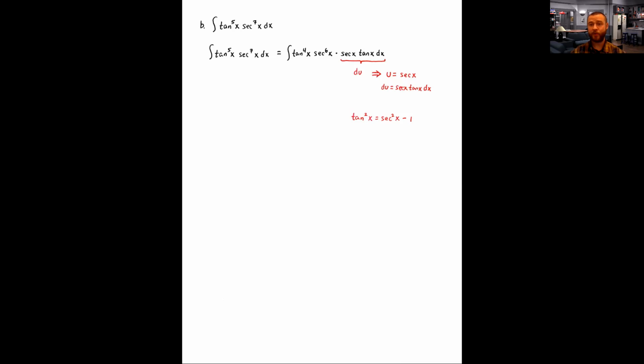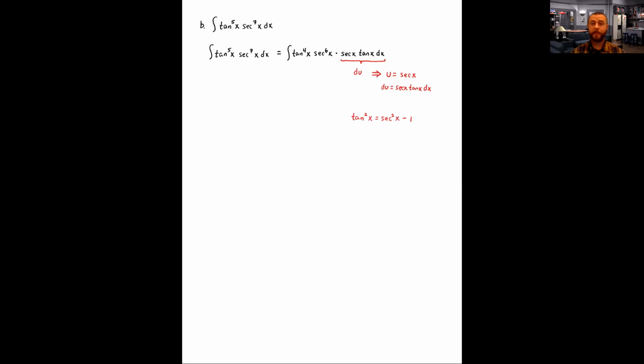Notice if you were to, like in the last question, try to split off secant squared, taking off 2 factors from secant to the 7th, 2 powers less would leave you secant to the 5th, an odd power. Remember, we want the remaining terms to be typically only even powers so we can apply Pythagorean identities. So splitting off secant squared won't work, but splitting off secant x tangent x will, because tangent to the 5th reduces down to tangent to the 4th for what's left. Secant to the 7th reduces down to secant to the 6th.